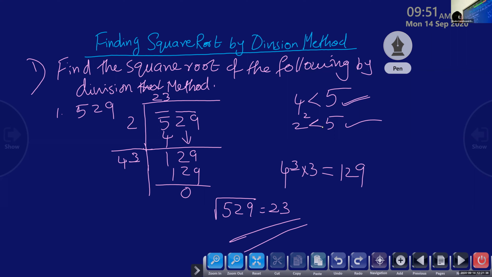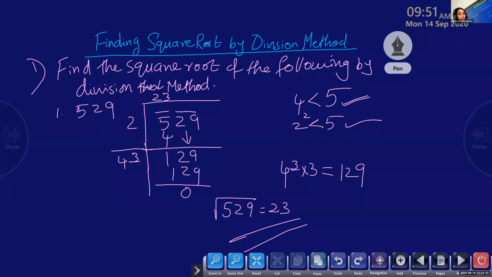So 2 2s are 4. Subtract, we will get 1. Take that number under the next bar. Here it is 29 downwards. So it becomes 129. And whatever be the quotient, take its double. Here the quotient is 2. Its double means 4. And put a dash on the right side.